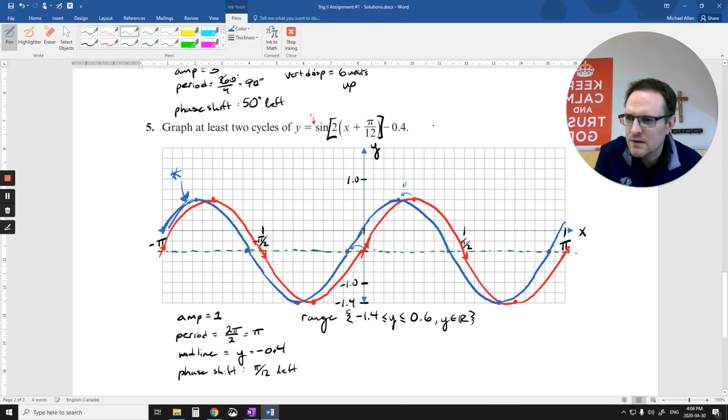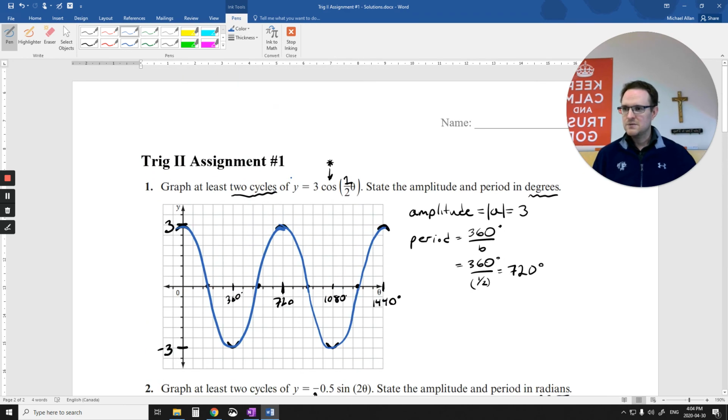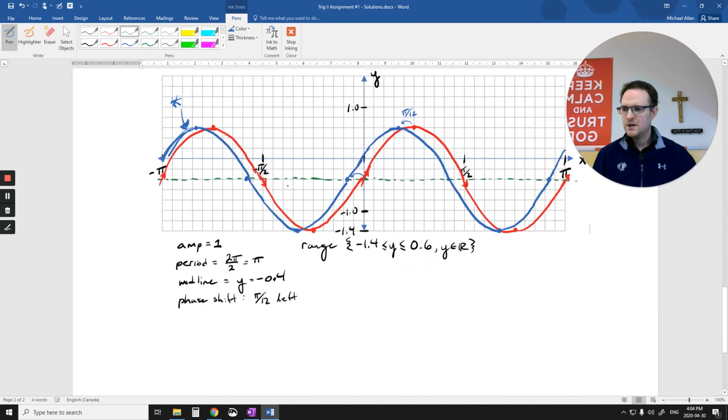So this is going over, I'm just going to write that in, pi over 12. So that last question was a lot of work, but it's gotten done.